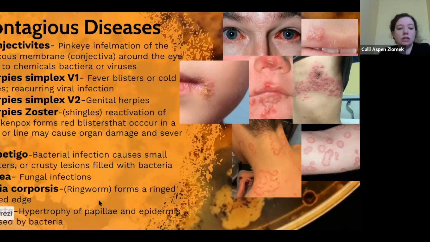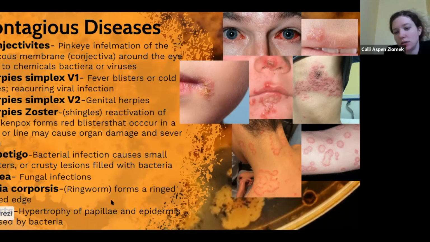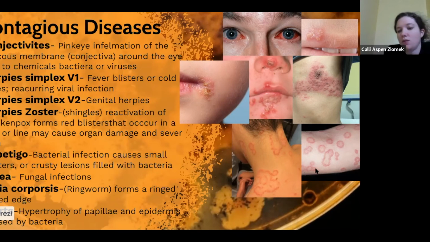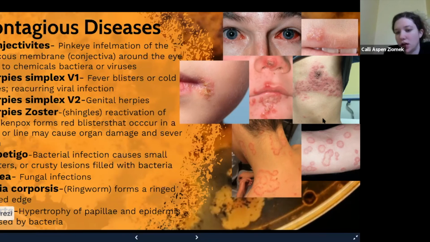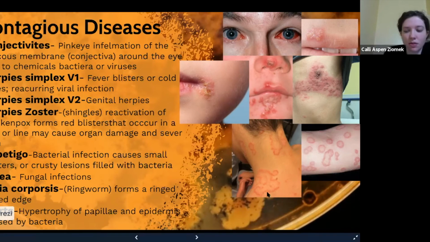Then you have tinea corporis, which is ringworms. So they form a ringed or raised edge. You can see it on these bottom pictures here, where it formed a very distinctive red circle with a white center. Those will all be your ringworms.